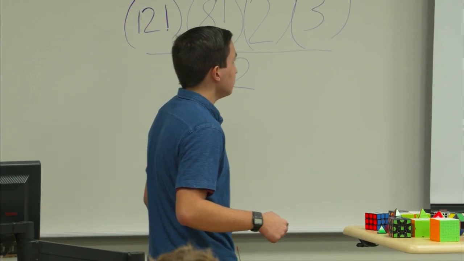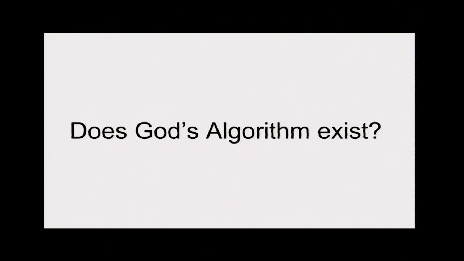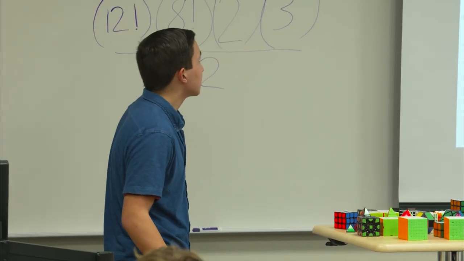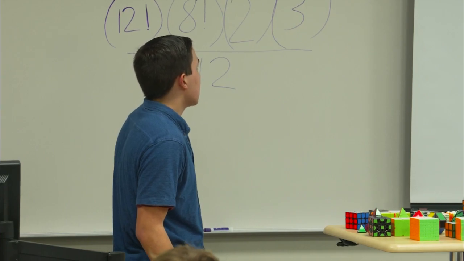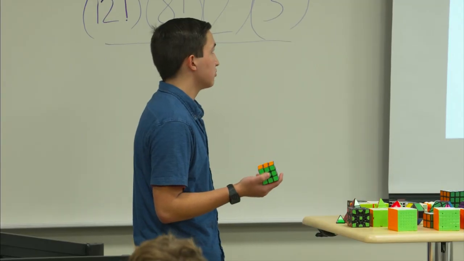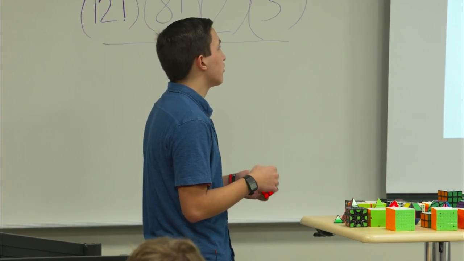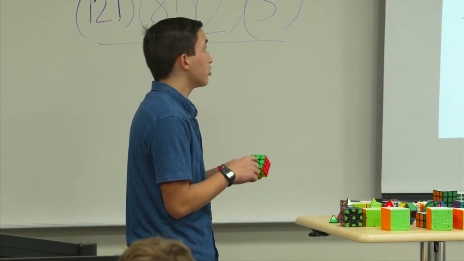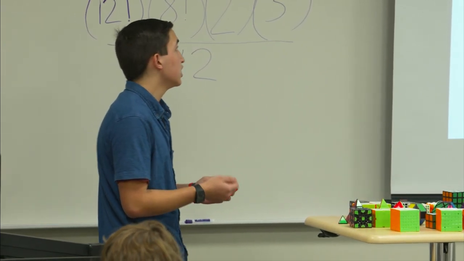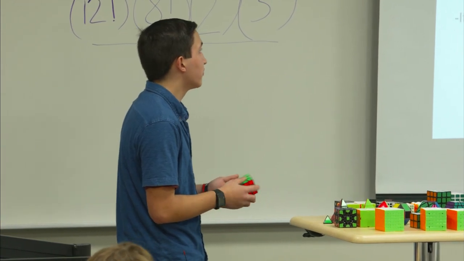Okay, so now we can finally ask, does God's algorithm exist? First, let's set a definition for it. God's algorithm must be able to be repeated an integer amount of times to arrive at the solved permutation from any other permutation. Basically we're saying you can't cut short on this algorithm. If you keep repeating it over and over and you see the solved permutation, but you're in the middle of the algorithm, you can't cut short and stop there. You have to repeat it an integer amount of times, a whole number amount of times.